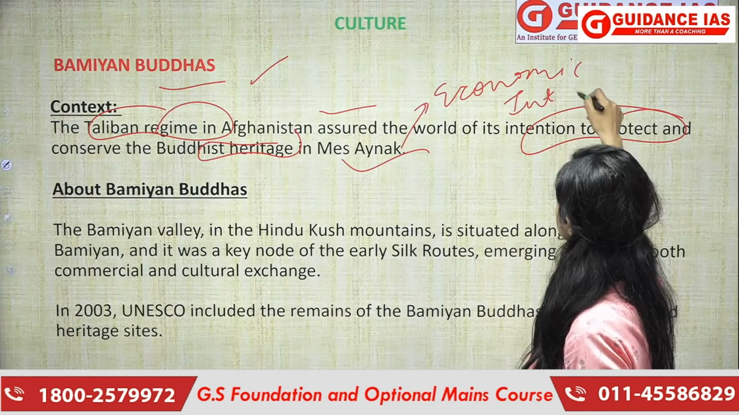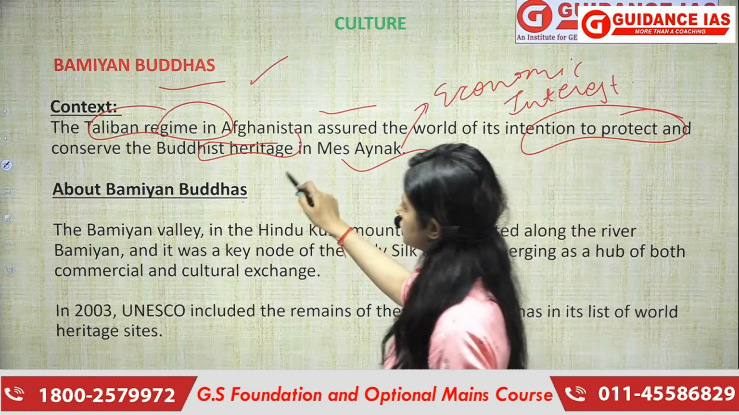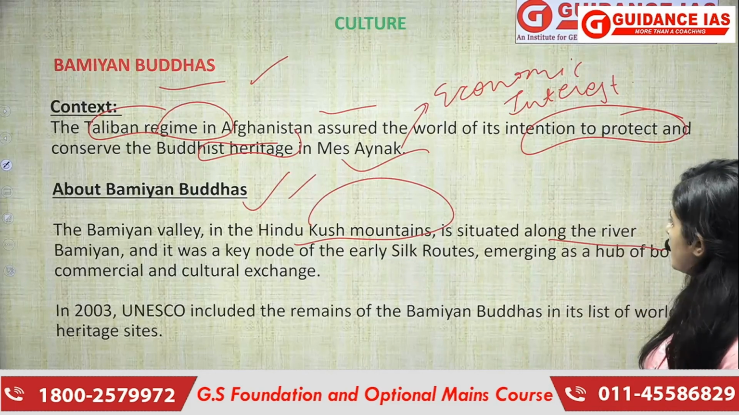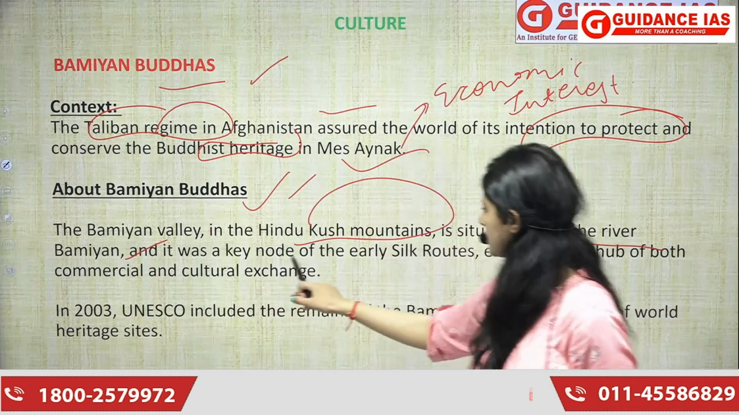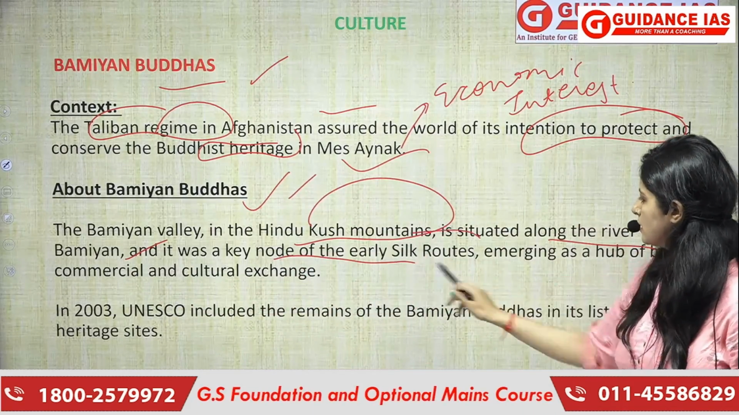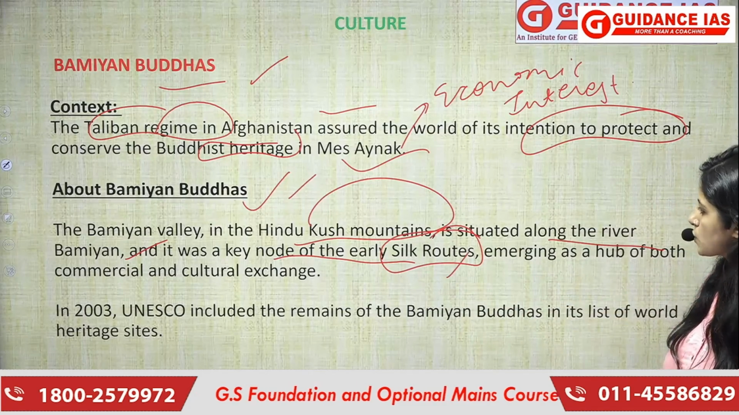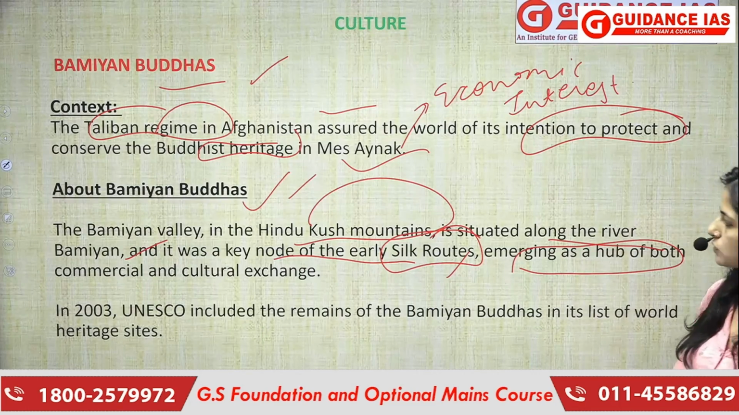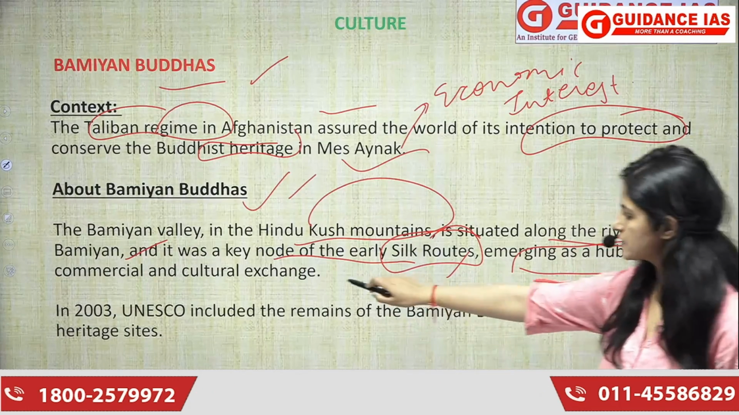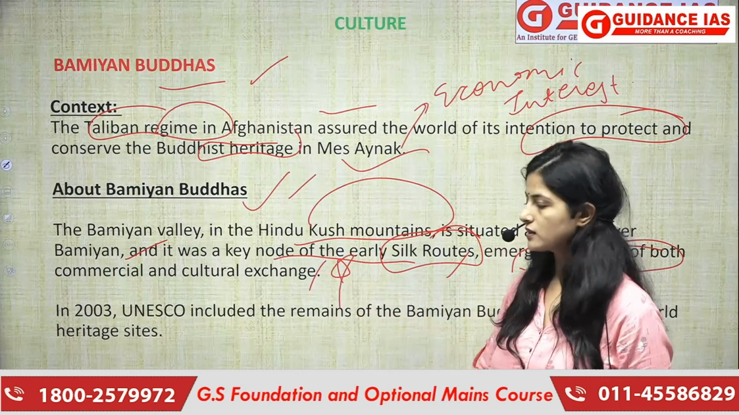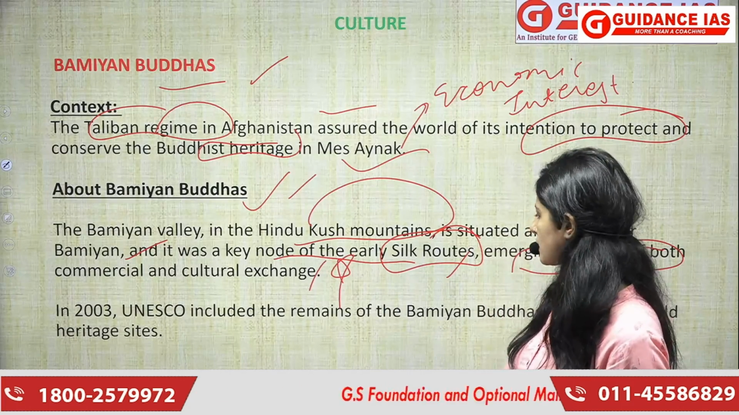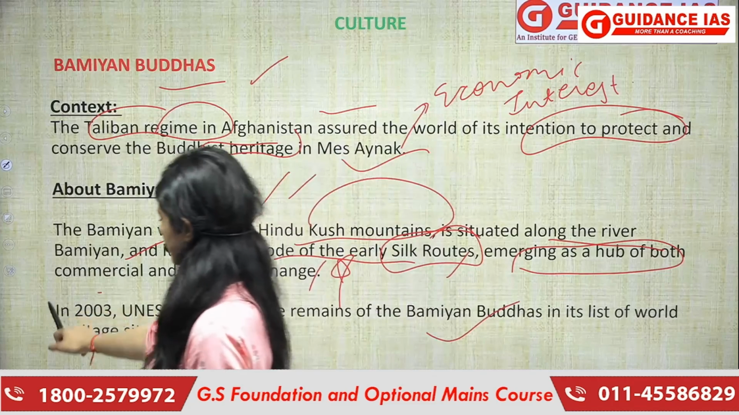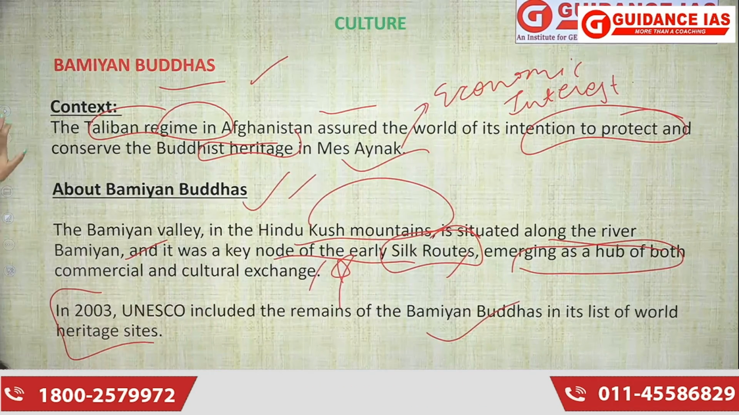Right, about Bamiyan Buddhas, if we talk about, this is situated in the Hindu Kush mountains along the Bamiyan river and is the key node for the Silk route. Okay, that is why it is important, because it is on the Silk route, on the way, and is emerging as a hub of both commercial and cultural exchange. That is why it is very very important. In 2003, UNESCO also included it in the World Heritage Sites. Okay, so this was about Bamiyan Buddha.